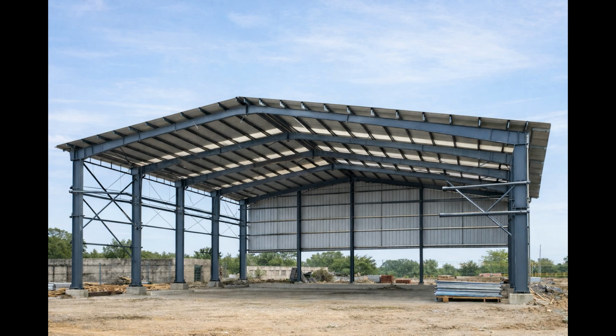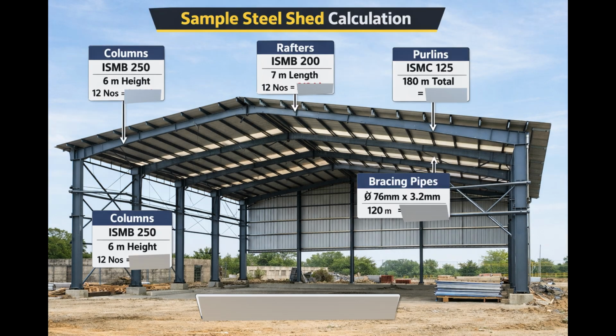The above structure size is of length equals 30 meters, width equals 12 meters, and height of structure equals 6 meters, and having a frame spacing of 6 meters each. The total numbers of ISMB columns used equals 12 numbers. The total numbers of ISMB rafters used equals 12 numbers. The total numbers of ISMC purlins used equals 30 numbers.